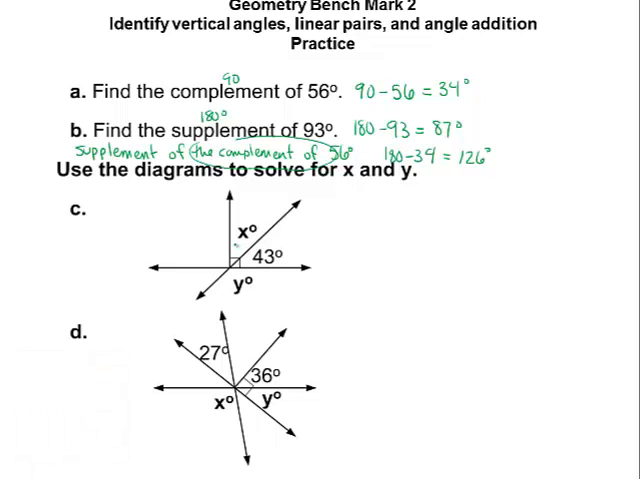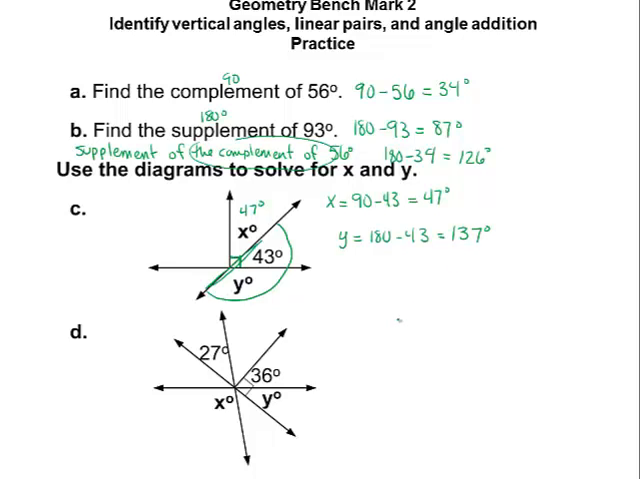Instead, I have this 90-degree angle. So I know that these two are going to add up to 90 degrees. So x is going to be 90 minus 43, which is 47. So that tells me this is 47. And then to find y, I have a straight line. So I know this whole thing would be 180. So y would be 180 minus 43, so that would be 137.